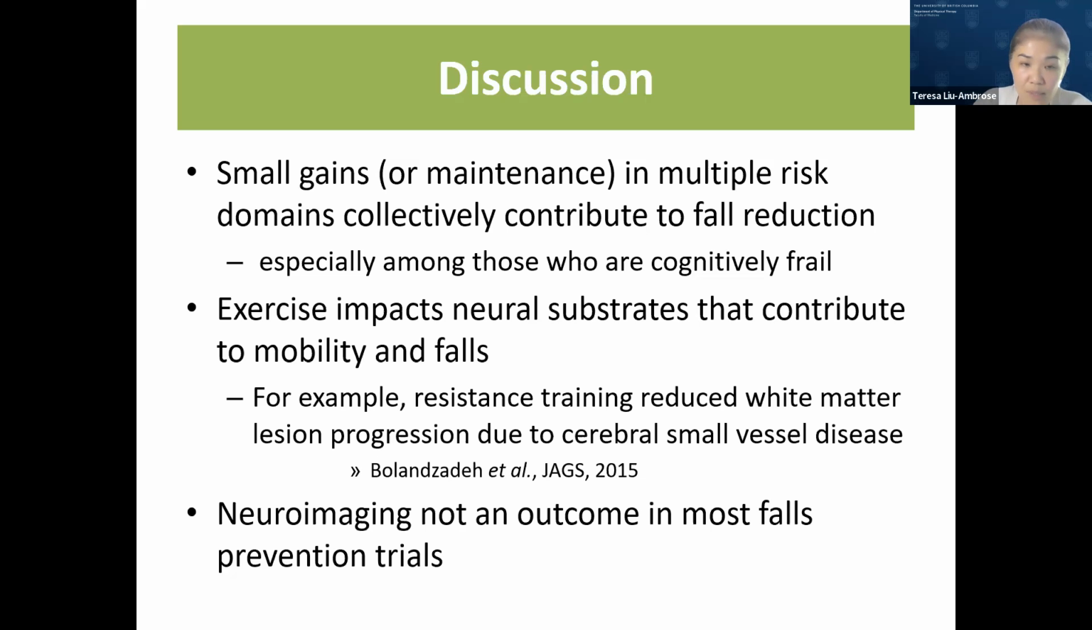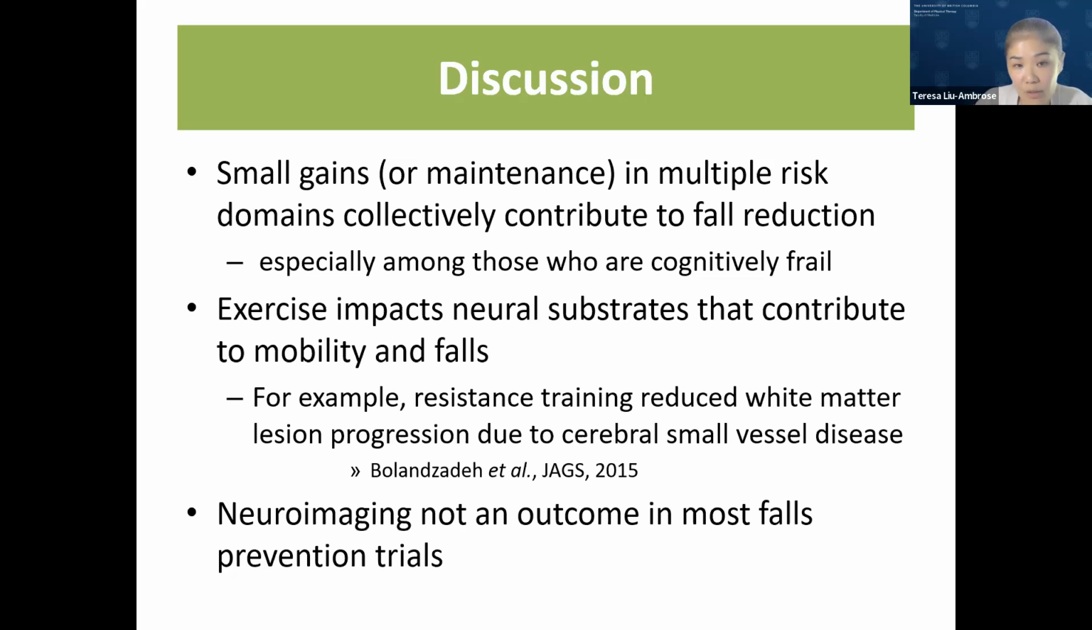The other piece I want to highlight is that we know from a separate body of literature that exercise can impact neurosubstrates that contribute to mobility and falls. As an example, we have previously shown that with resistance training, we could reduce white matter lesion progression, which again is associated with both cognitive impairment and with falls.